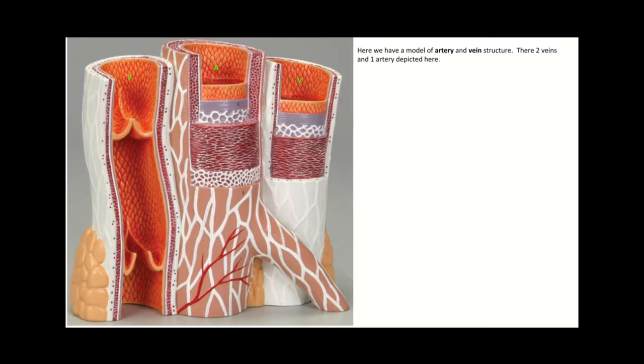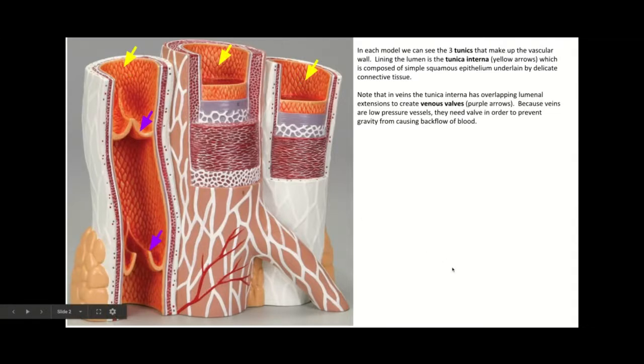Besides valves, you know that we have some mechanisms like a skeletal muscle pump or respiratory pump which help the blood to come up in our lower limb and in our abdominal region.